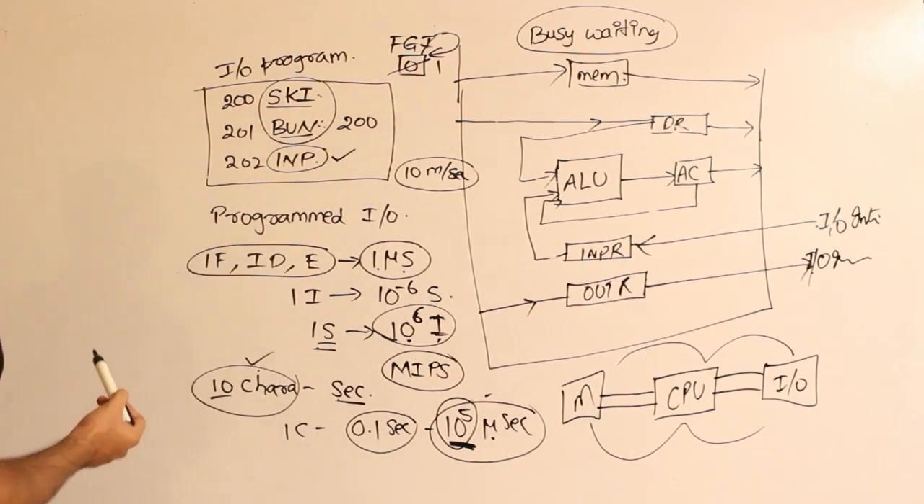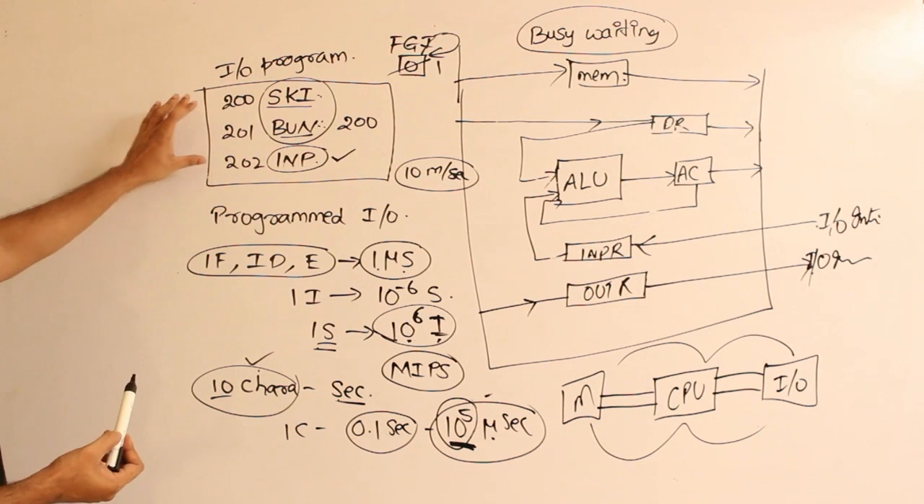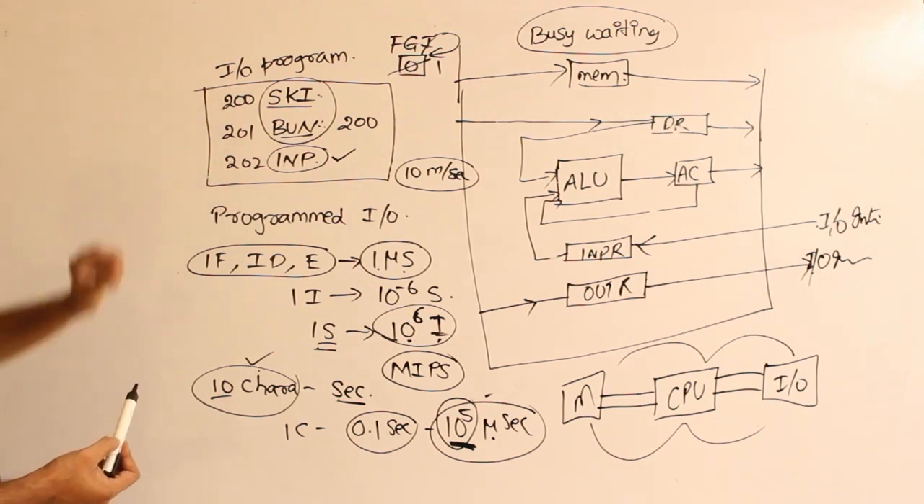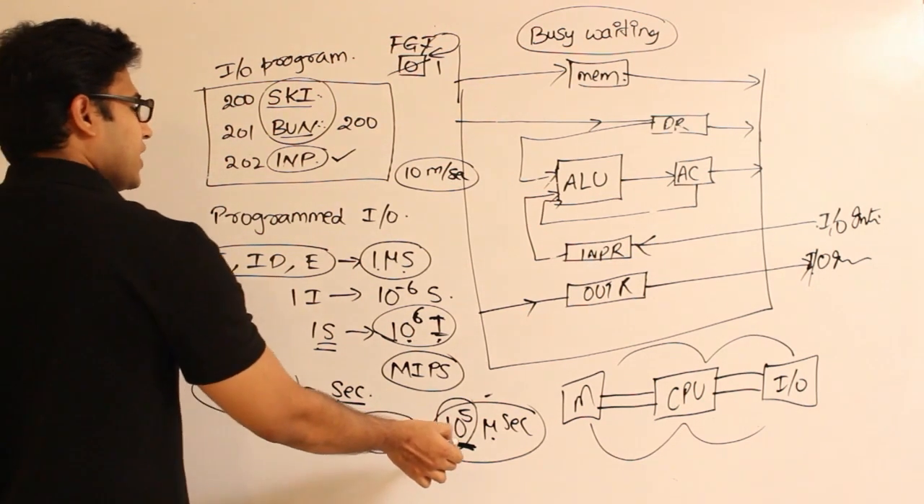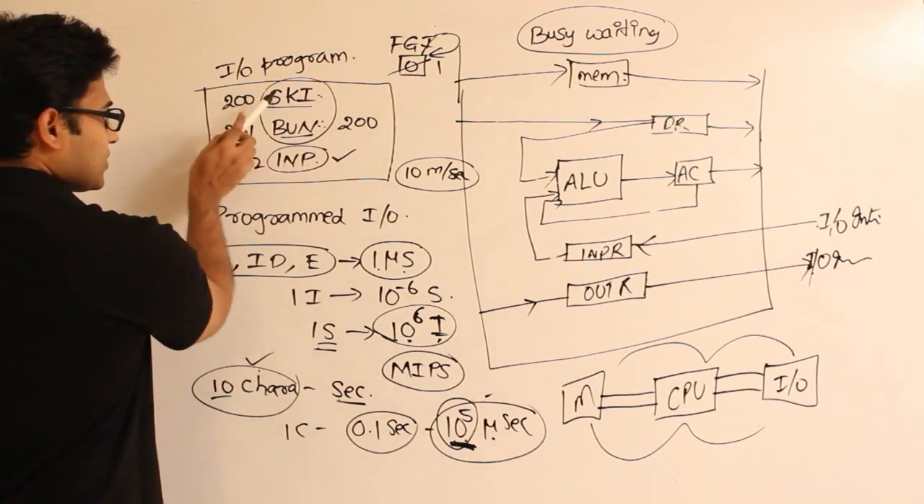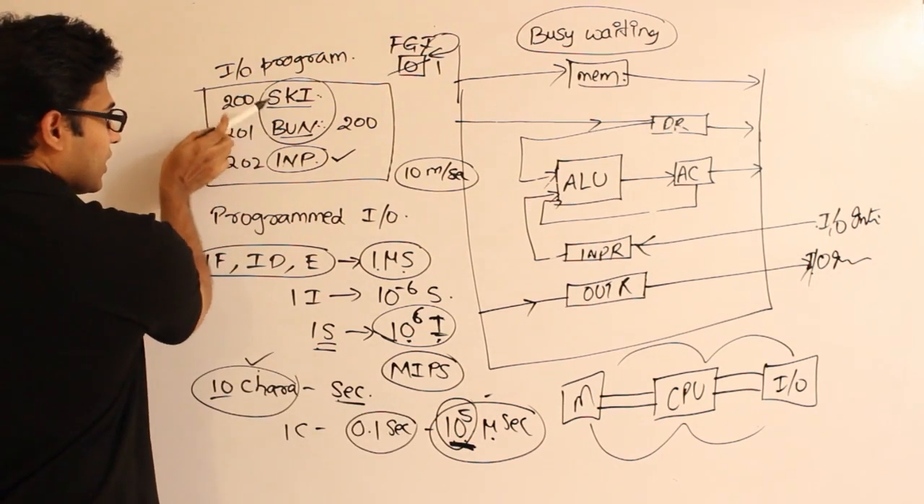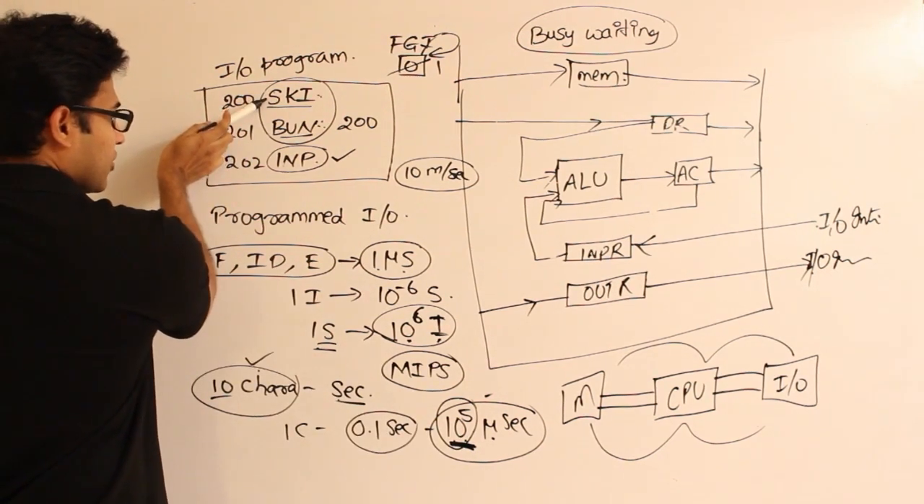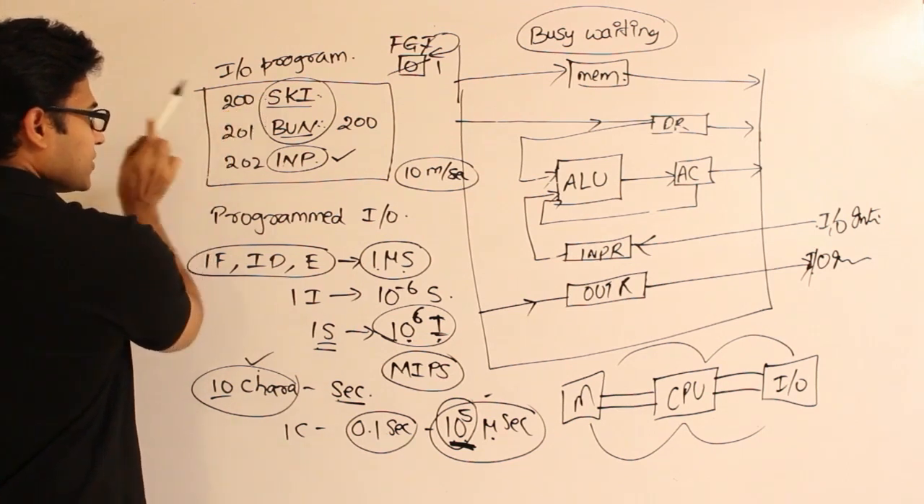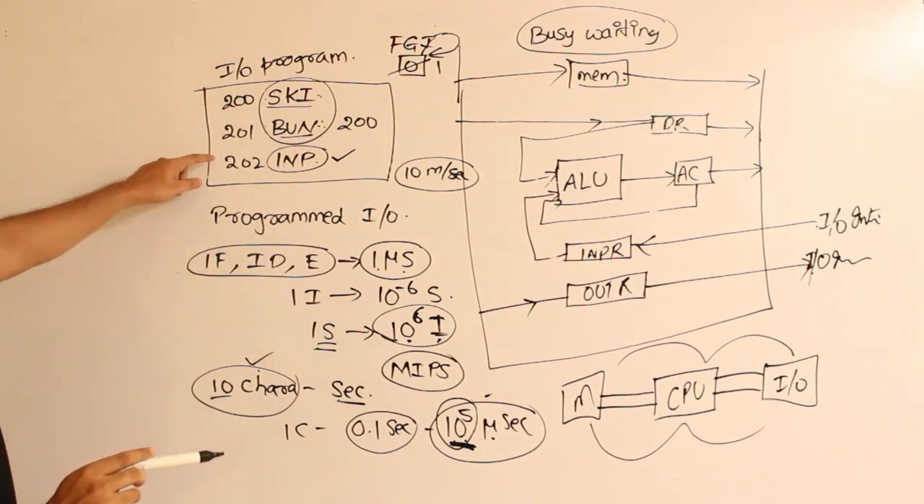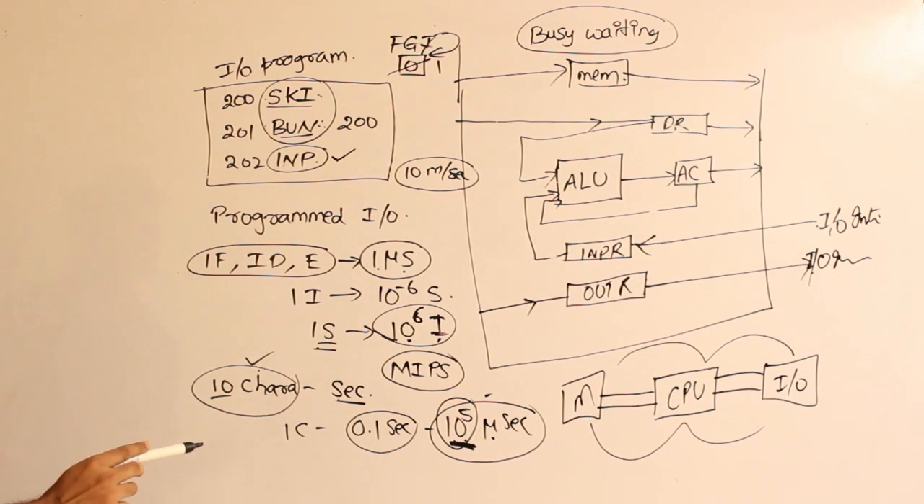Are you getting the picture? By using this method, in order to transfer just one word, I am executing 10 power 5 instructions, and these instructions are simply these two, right? So this instruction will be executed 10 power 5 by 2 times, and this instruction will be executed 10 power 5 by 2 times. Then only one input will be moved.